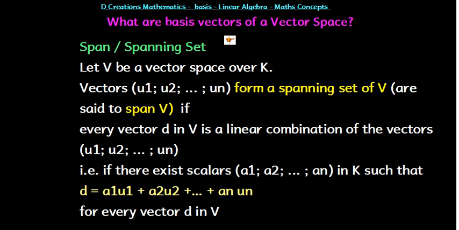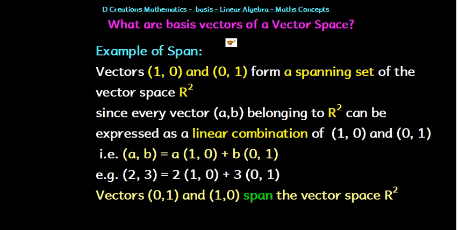Now, this is the first concept of spanning set. We have also seen an example of span. For example, the vectors (1, 0) and (0, 1) form a spanning set for the whole vector space R square, because you can take any vector (a, b) belonging to R square and write it as a linear combination of (1, 0) and (0, 1) in this manner: (a, b) can be written as a times (1, 0) plus b times (0, 1). For example, the vector (2, 3) can be written as 2 times (1, 0) plus 3 times (0, 1). So basically they form a span of the vector space R square.